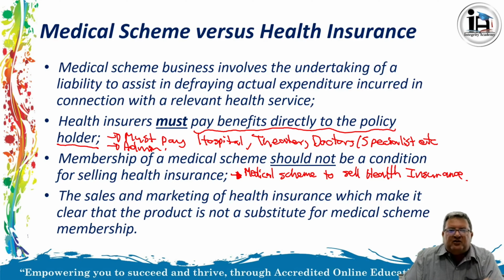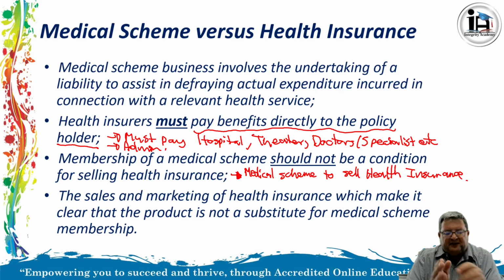375 rand, 400, 450, 500 maybe, compared to your medical, which is 1,500 or 2,000. So then they try and convince you to rather not take the medical scheme and rather take the health insurance. So they're not allowed to do that. The sales and marketing of health insurance must make it clear that the product is not a substitute for medical schemes membership. So they must differentiate.